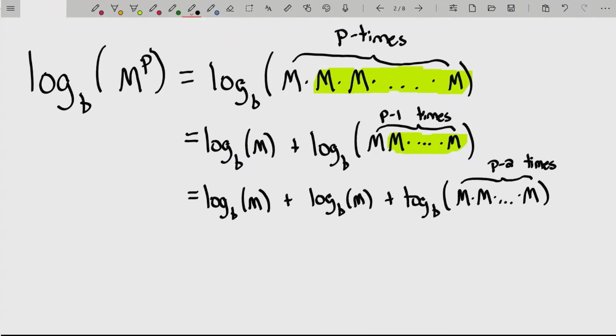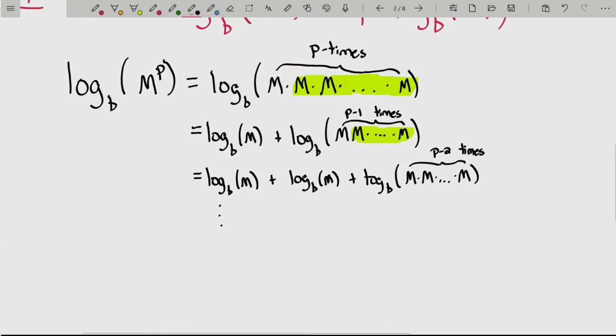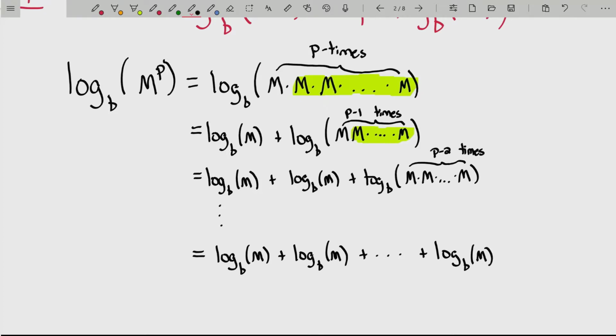So in the end, dot dot dot, and this is why I said I'm kind of hand waving a little bit when I do this. Normally you would be a little bit more rigorous with the statement, but in the end you have log base b of m plus log base b of m plus dot dot dot plus log base b of m, and you did that summation p times.